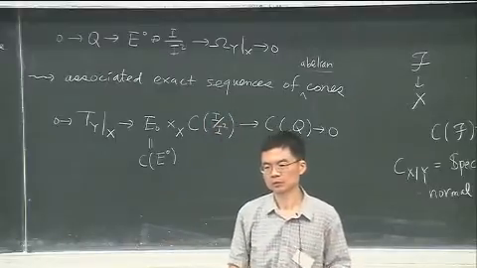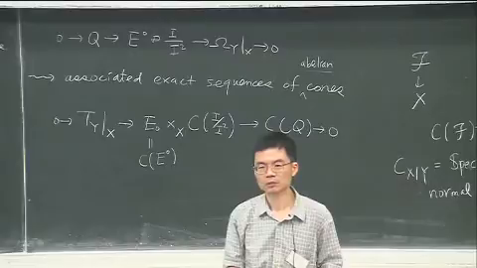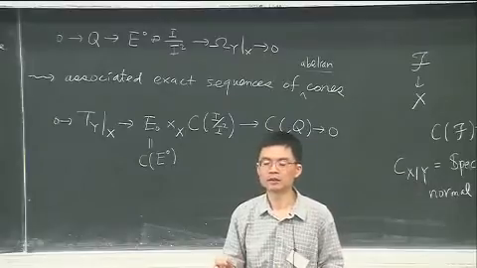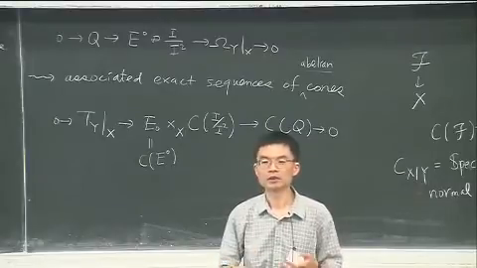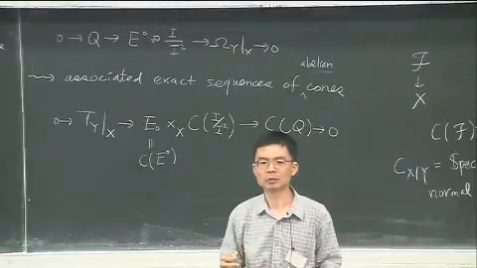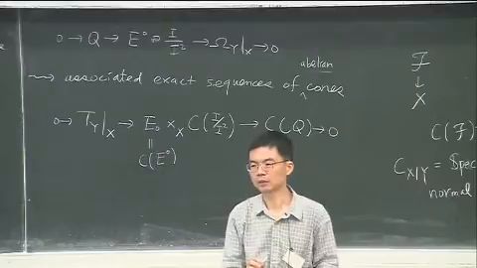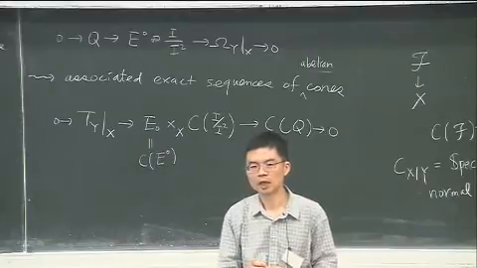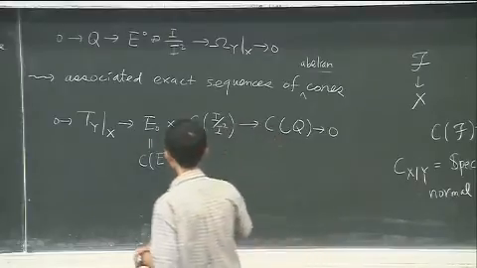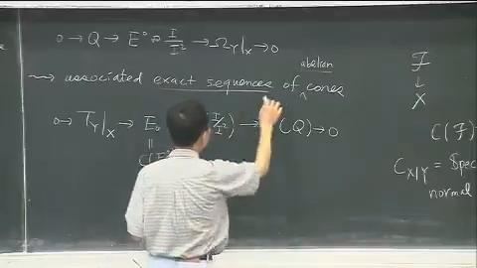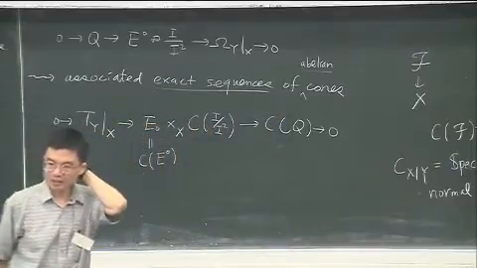Think about Cn. The dual is just the coordinates z0 up to zn. So two spaces are dual to each other. And what I haven't explained is exact sequence of cones. What do I mean by exact sequence of cones? This is a little bit complicated.